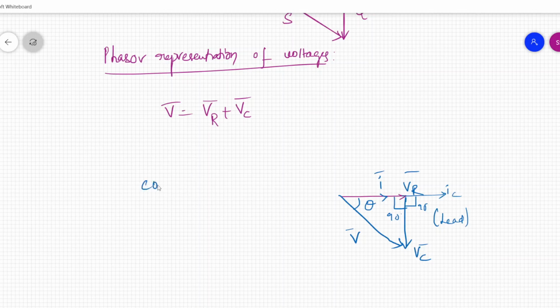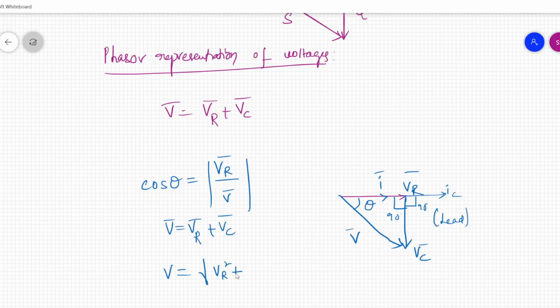So you can obtain cos theta from here also, that is cos theta will be VR bar by V bar magnitude, because V bar equal to VR bar plus VC bar. So the magnitude of supply voltage will be the square root of VR square plus VC square, and the angle will be tan inverse of VC by VR. So this is about the RC circuit.